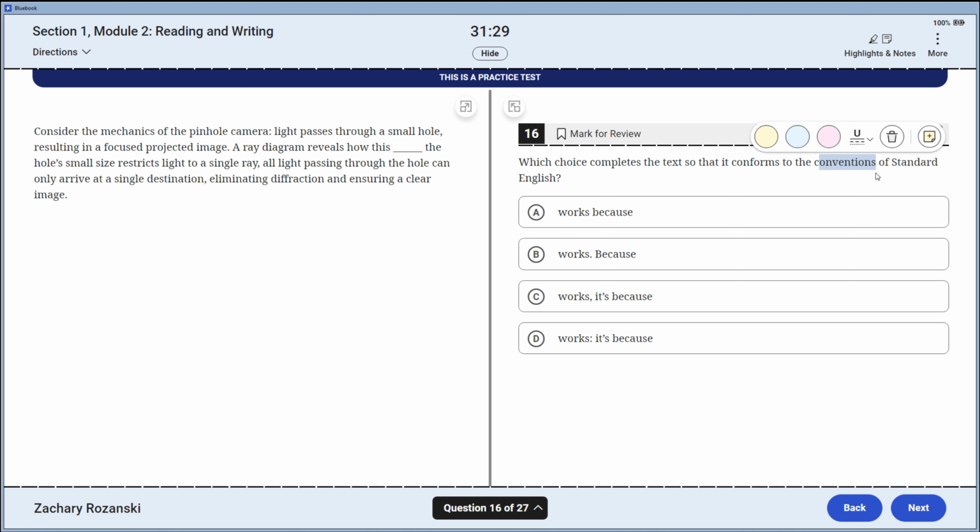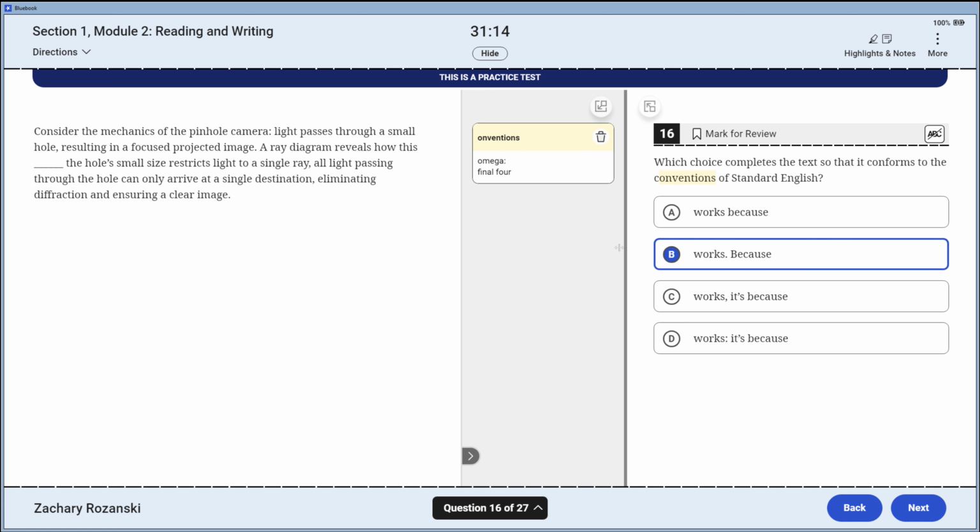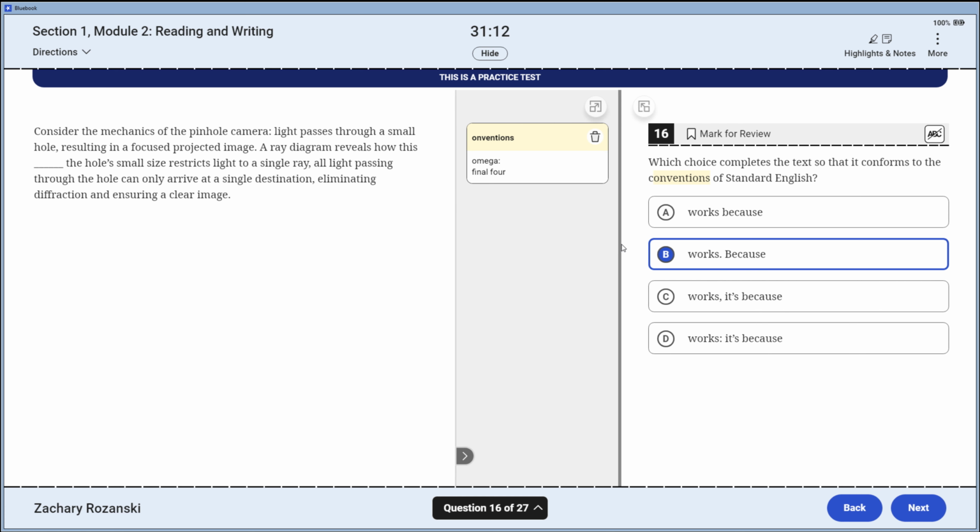I've got another conventions question. I'm going to check for my omega considerations, and nothing really pops. This thing is kind of bizarre. If I were to go through every single step, I land on the final four where I'm just looking for complete sentences on either side, treating this period like a semicolon, and I would say that there is a complete sentence on either side.